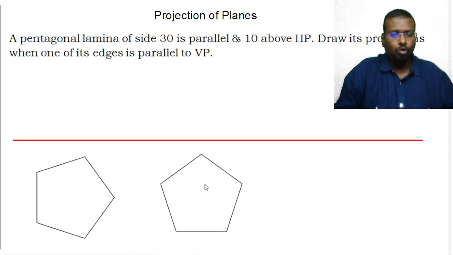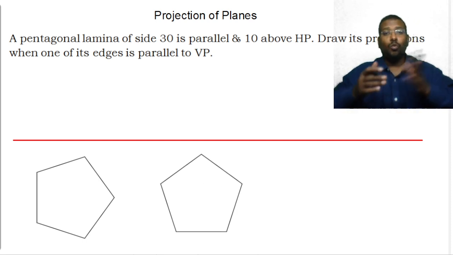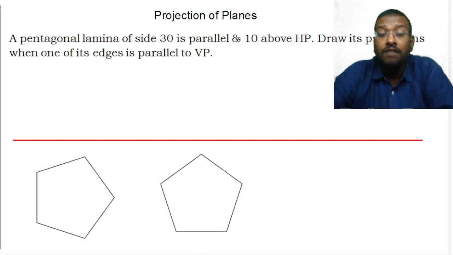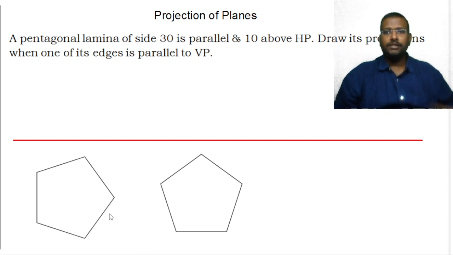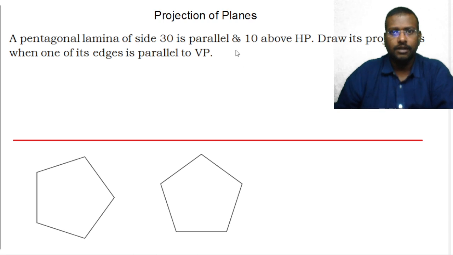So I have drawn 2 positions. Among these two, which is correct, sir? Here, in the top view, I drew the pentagon. In the first one, I drew the pentagon with one side vertical. In the other one, I drew the pentagon with one side horizontal. Among these two, which is correct? Let us consider. Parallel to HP means top view, I have to get it. Okay, sir. 10 above HP, I will do this analysis later.